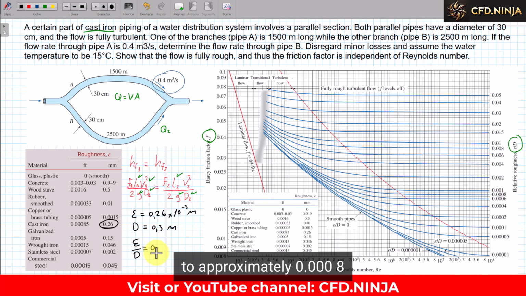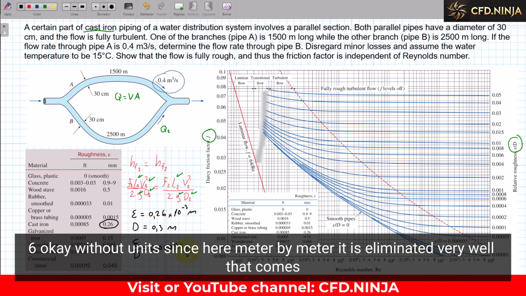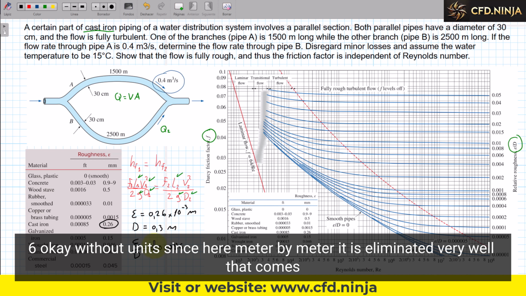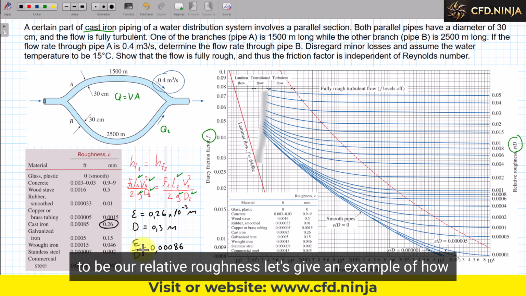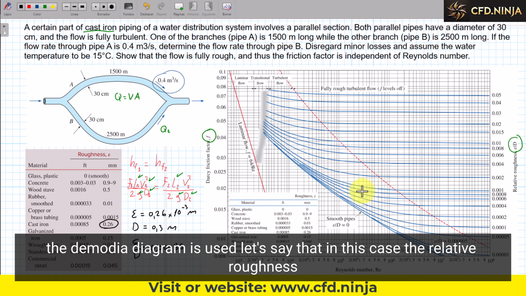This is equal to approximately 0.00086. Okay, without units, since meter by meter, it is eliminated. That comes to be our relative roughness. Let's give an example of how the Moody diagram is used.